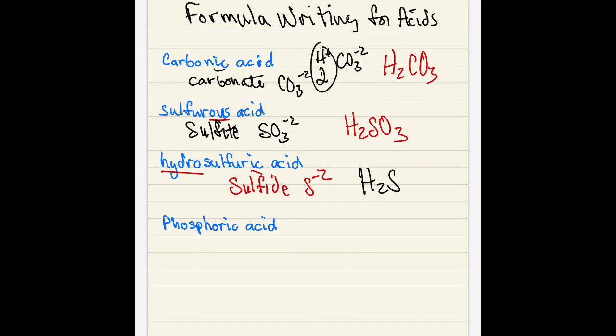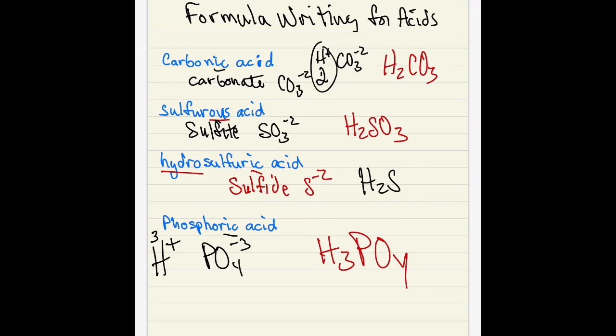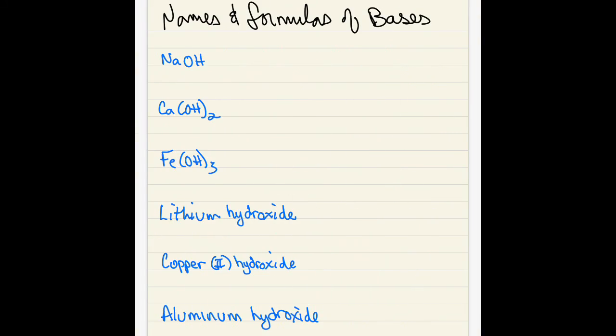And phosphoric acid, phosphoric, no hydro, so it's just phosphate ion, PO4 minus 3. I'm going to require 3 H pluses to make that work, so H3PO4 is the formula for phosphoric acid. Let's clean that up a bit. Okay, so again, it's just going to require some patience and some practice on your part. Now to the easy part, names and formulas of bases.